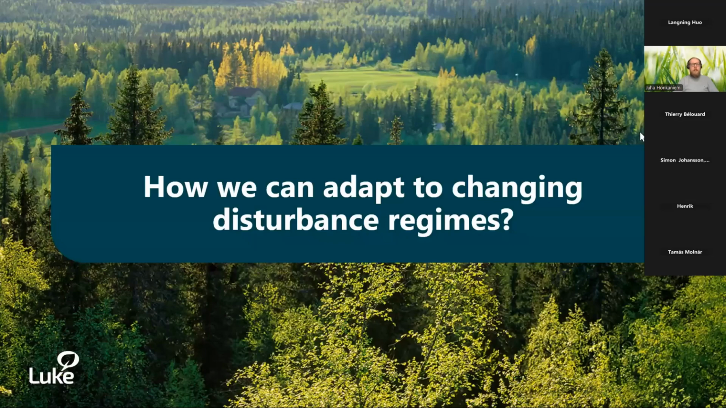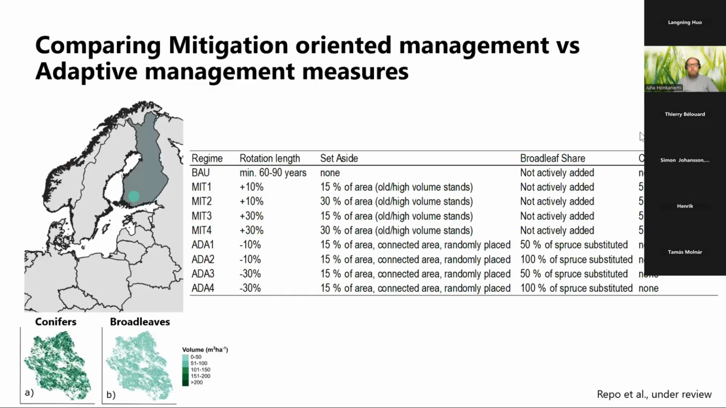And the final example that I wanted to show you today is about forest management and how we can adapt to changing disturbance regimes. In this study, we wanted to compare mitigation-oriented management measures against adaptive management measures. We created four different scenarios, and our baseline was the business as usual scenario.